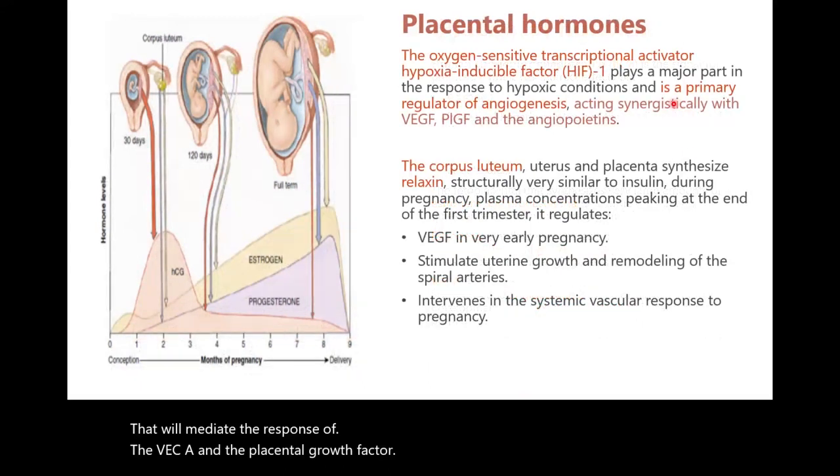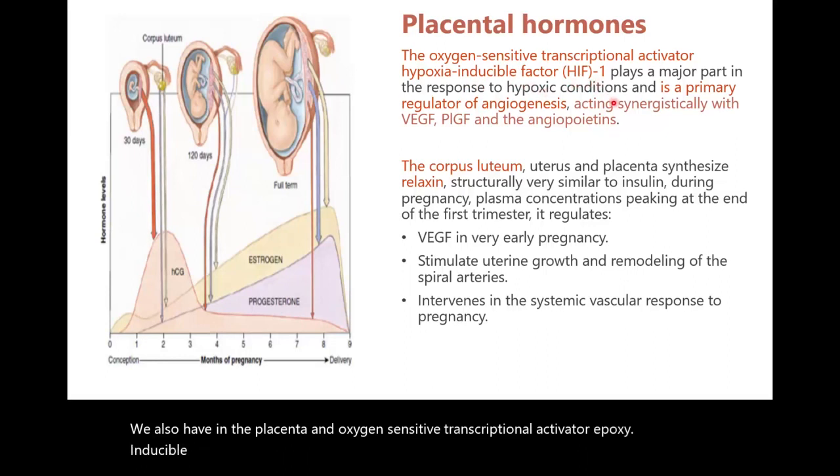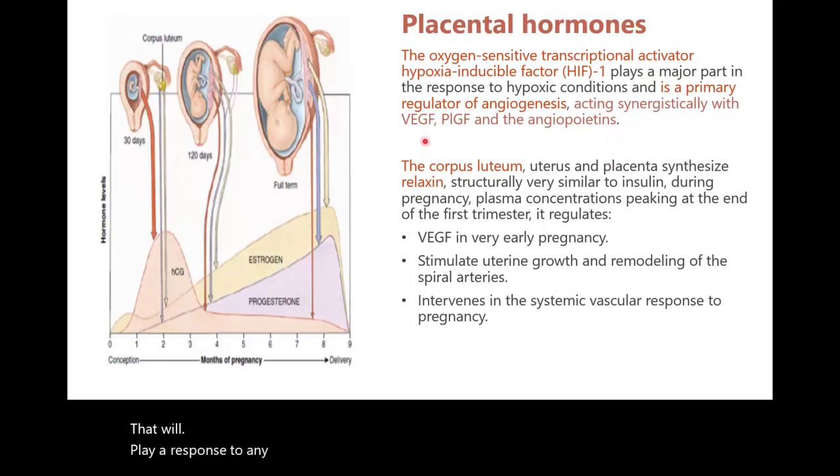So we also have in the placenta an oxygen-sensitive transcriptional activator, hypoxia-inducible factor HIF1 that will play a response to any hypoxic condition, and it will be the basic regulation for angiogenesis. So HIF1, VEGF, and PlGF and angiopoietins will act together.